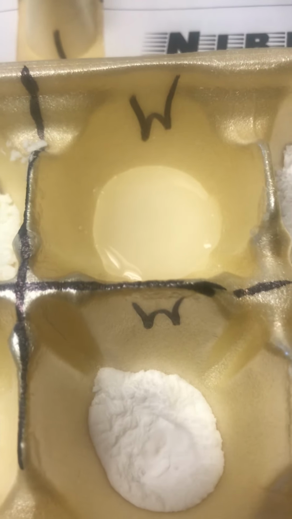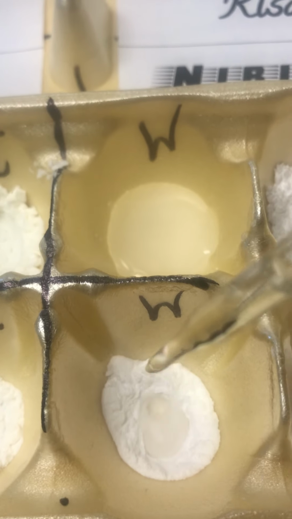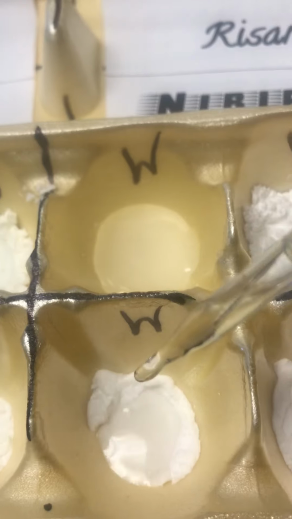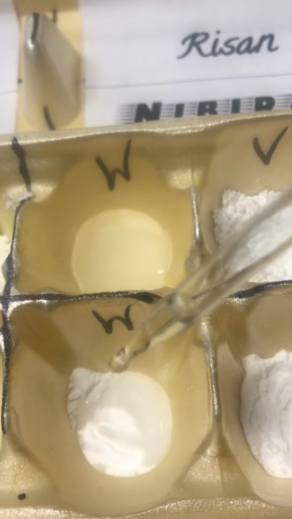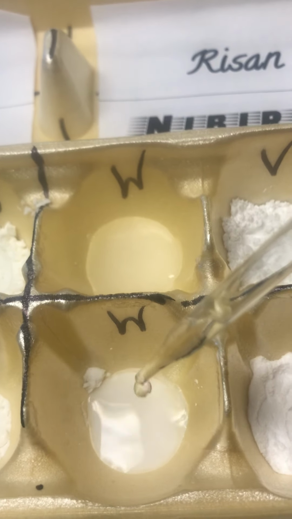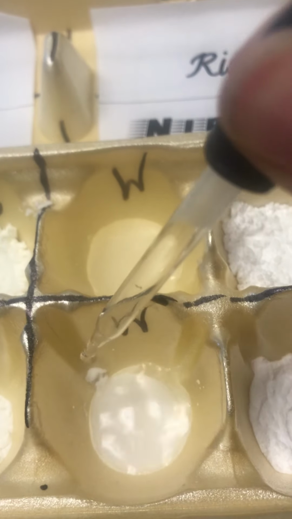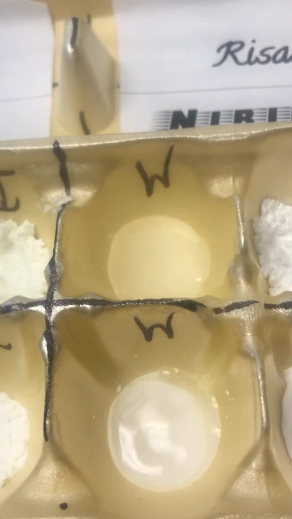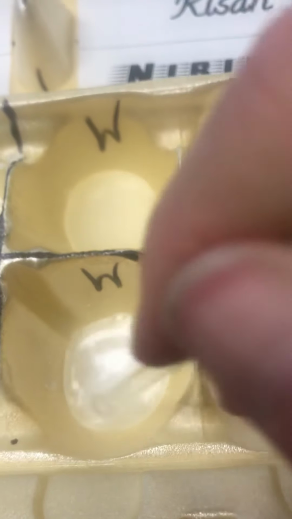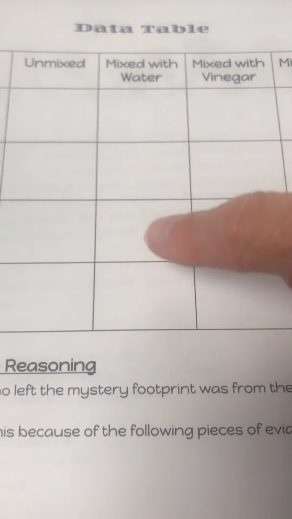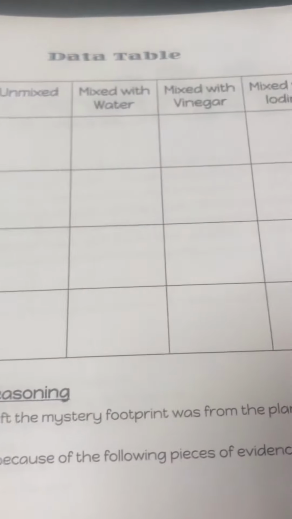And now, Nibiran soil. Sixty drops in Nibiran. That concludes our data table. Mixed with water should be filled in for all four soil types. Pause if you need to.